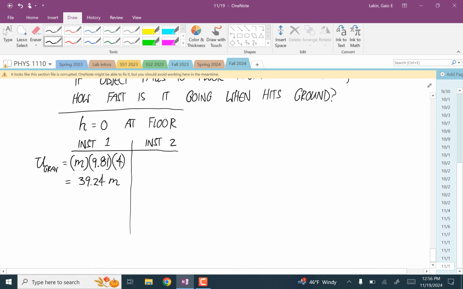And now the kinetic energy at that instant when the thing is sitting there 4 meters above the ground is 1/2 times the mass times the speed squared. What's the speed before we drop it? 0, yep. So times 0 squared. And so this kinetic energy at this instant is 0.